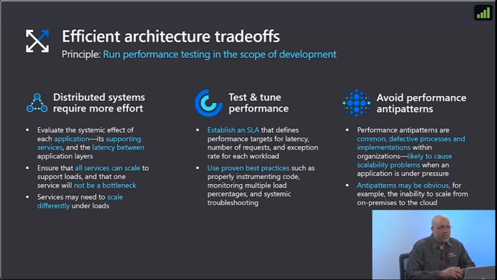Anti-patterns. A performance anti-pattern is a common practice that is likely to cause scalability problems when an application is under pressure. For example, you can have an application that behaves as expected during performance testing. However, when it is released to production and starts to handle live workloads, performance decreases. Scalability problems, such as rejecting user requests, stalling, or throwing exceptions may arise.